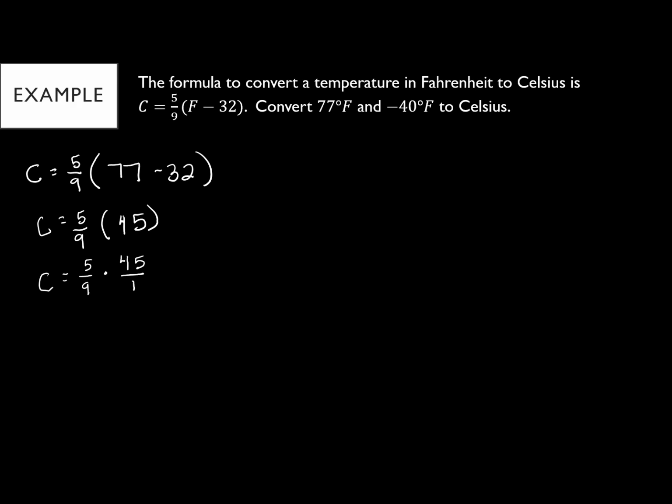So I can divide 45 and 9 both by 9. So 9 divided by 9 is 1, and 45 divided by 9 is 5. So when I'm multiplying these fractions, I end up with 5 times 5 over 1 times 1. So it's just 5 times 5, which is 25. So 77 degrees Fahrenheit is 25 degrees Celsius.